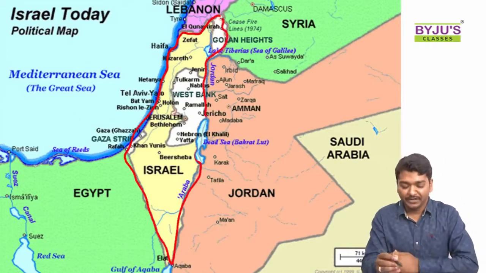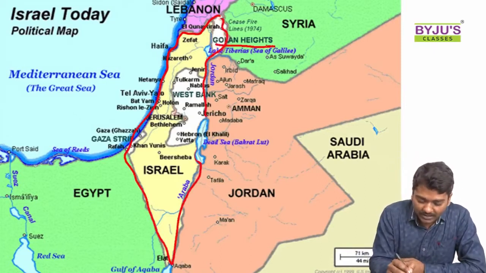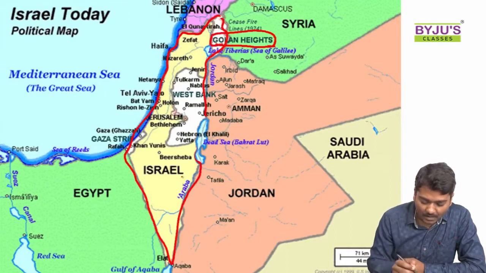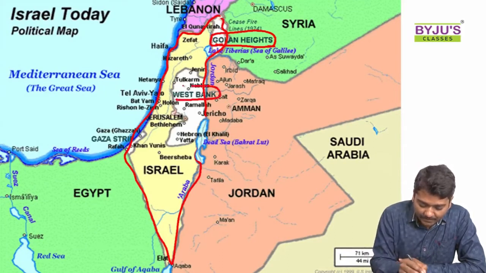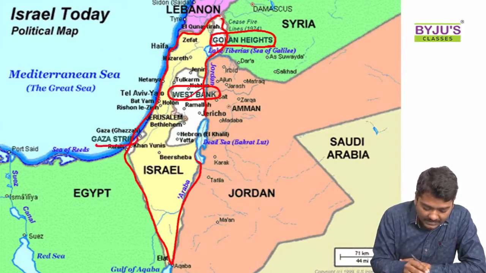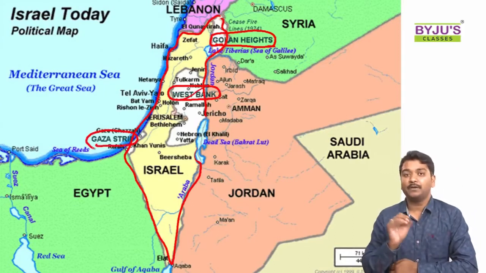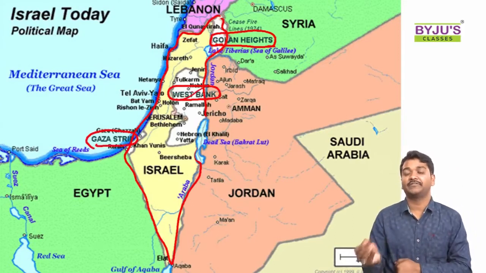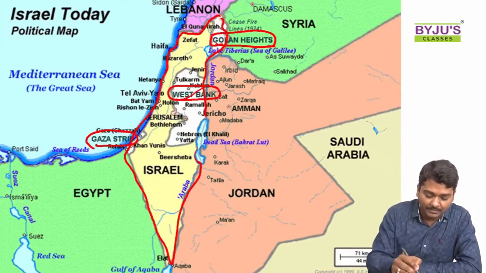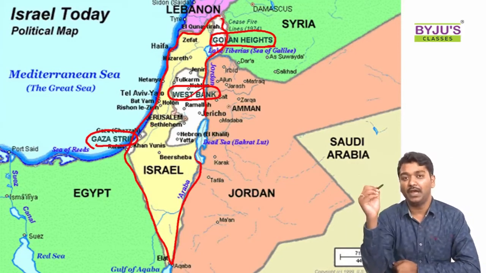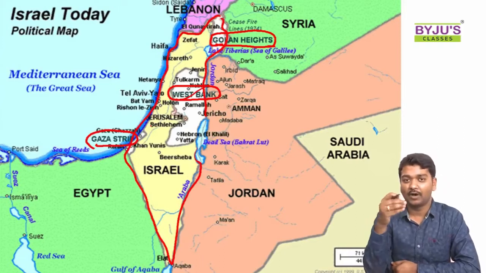So Palestine is divided into three. One, you have Golan Heights. Another one is West Bank. Other one is Gaza Strip. Remember that West Bank is not in the west. So they may give you these three places and say 1, 2, 3 and ask you to arrange them.